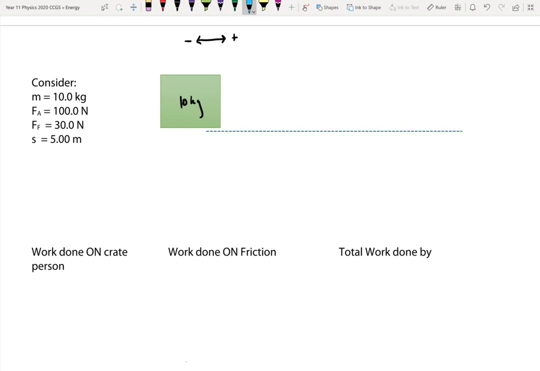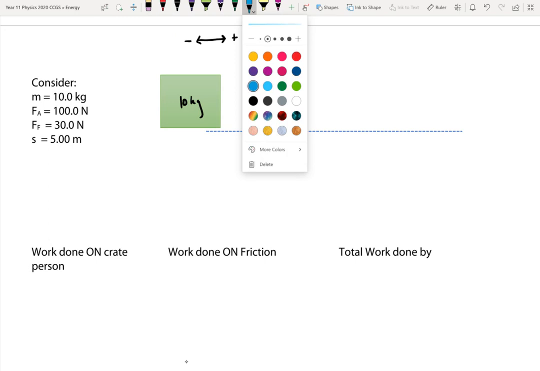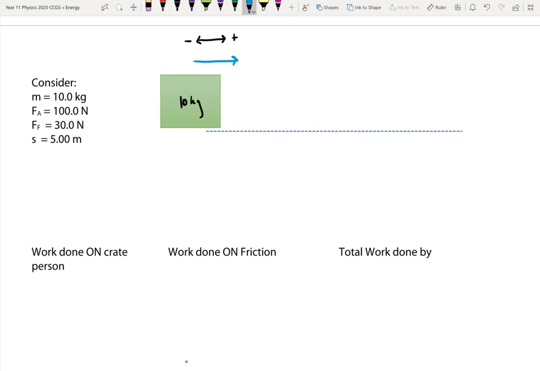We apply a force forward of plus 100 newtons. And while that acts, there is a backwards force of friction, negative 30. And then we apply that over a distance of 5 meters.